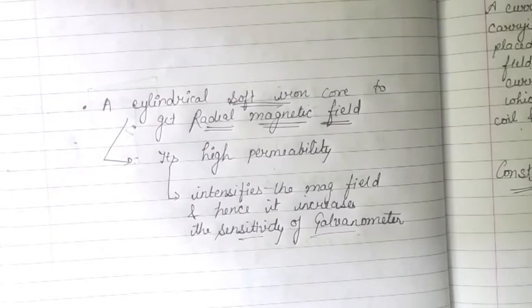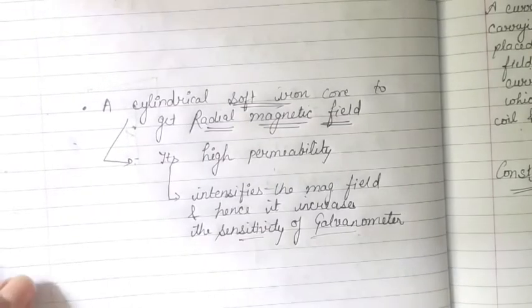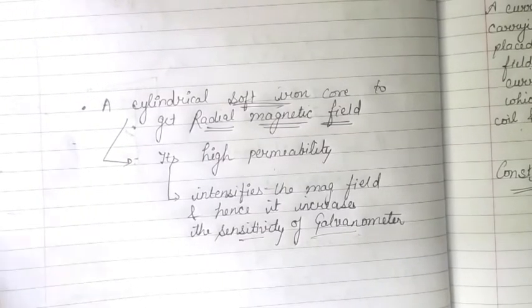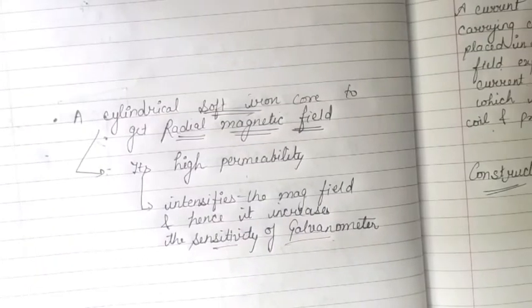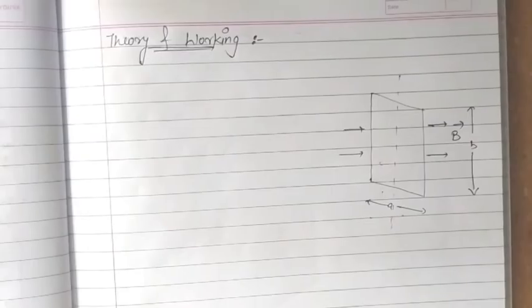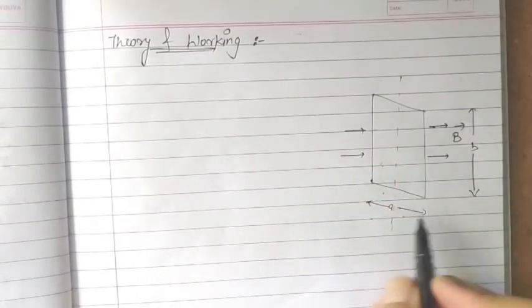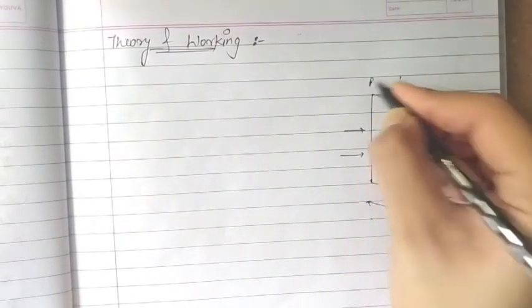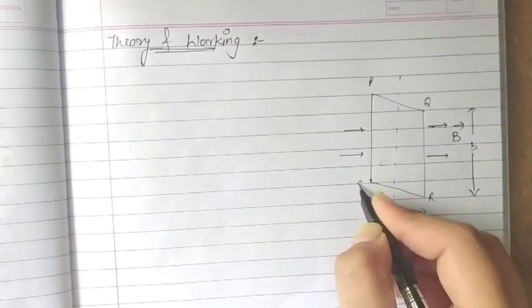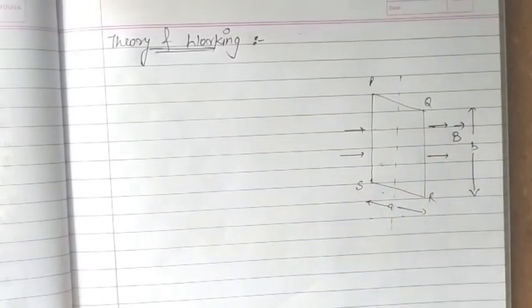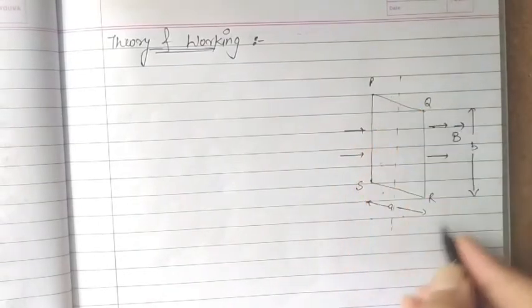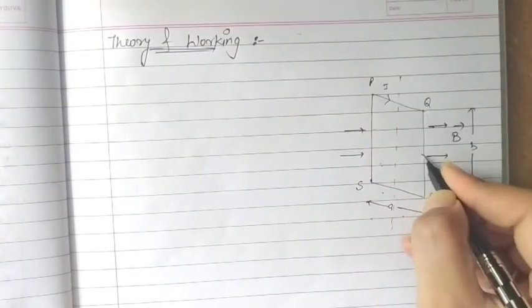Okay, so this is about the construction of the moving coil galvanometer. Let's move to its theory and working portion. How does it work? In a moving coil galvanometer, we have a rectangular coil. Let us consider this as a coil and name it PQRS. The current is flowing in the coil from P to S like this. Let this current be capital I.